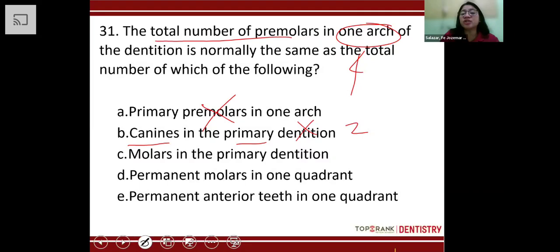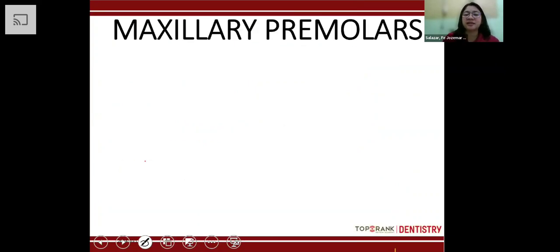Molars in the primary dentition? Yes, 4 din yan. Permanent molars in one quadrant? 3 lang to. Permanent anterior teeth in one quadrant, 3 rin. So the correct answer is letter C. Because remember, your premolars replace your primary molars. So the correct answer for number 31 is letter C.